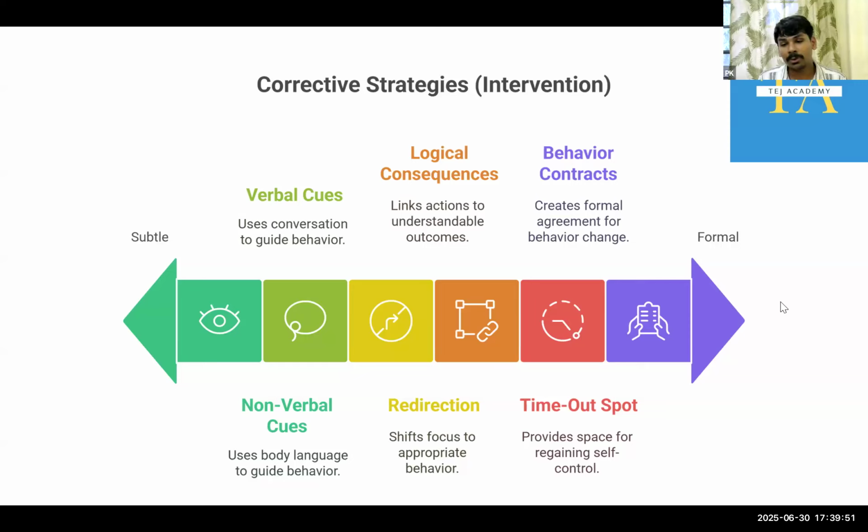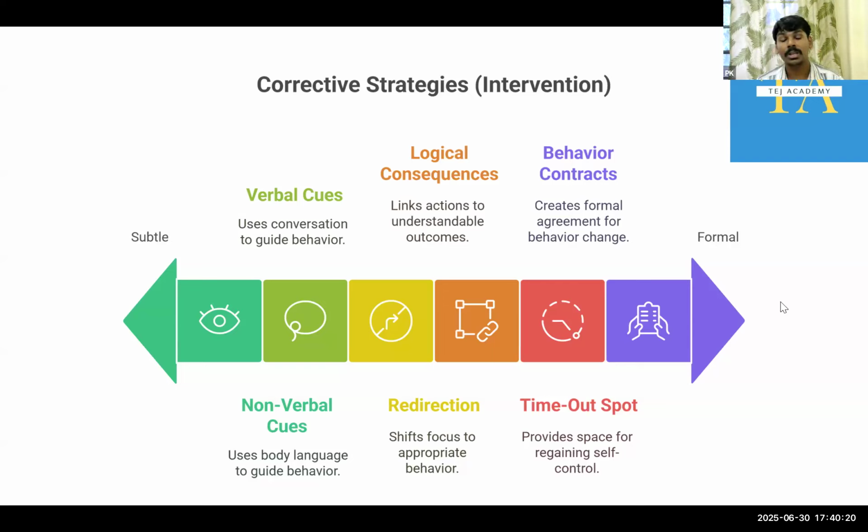So non-verbal cues can be used. For example, looking at the students and making eye contact, letting them know that this is something you're not appreciative of. Then proximity control. Proximity control means going closer to the students, standing and observing what they're doing, and asking them if they need help, what progress they have made, what is going on. This will make them more aware and make them go back to the work.